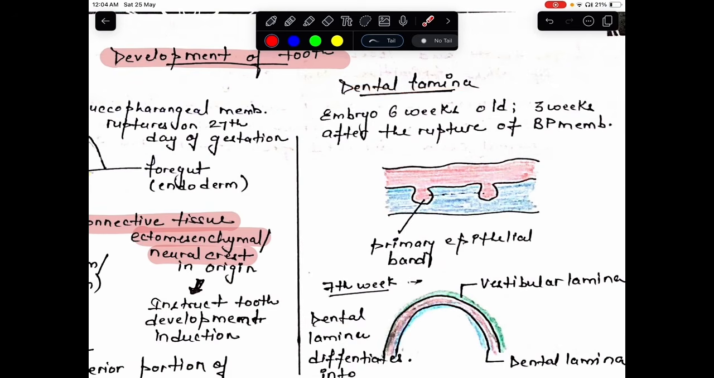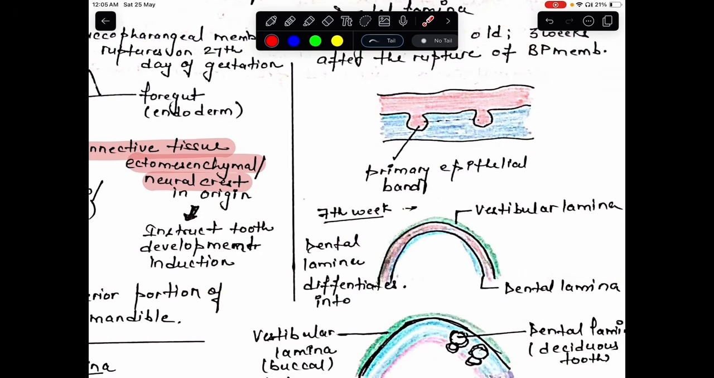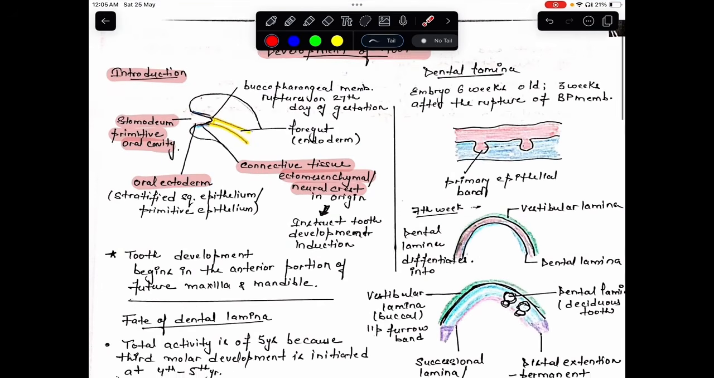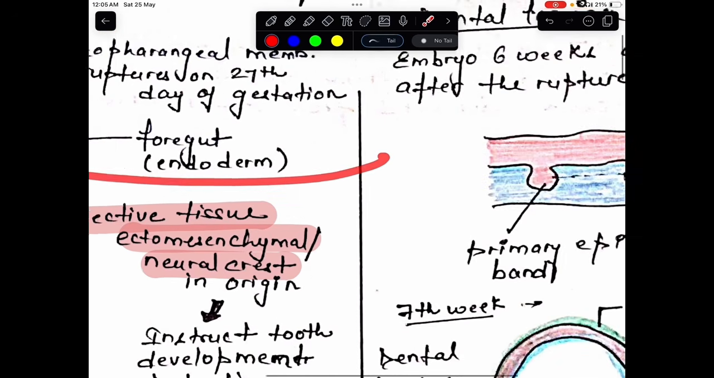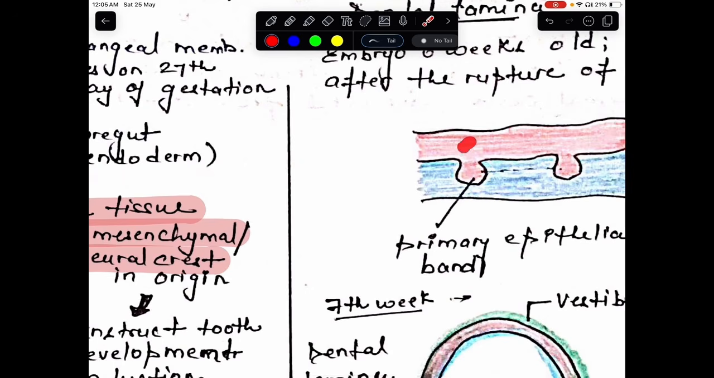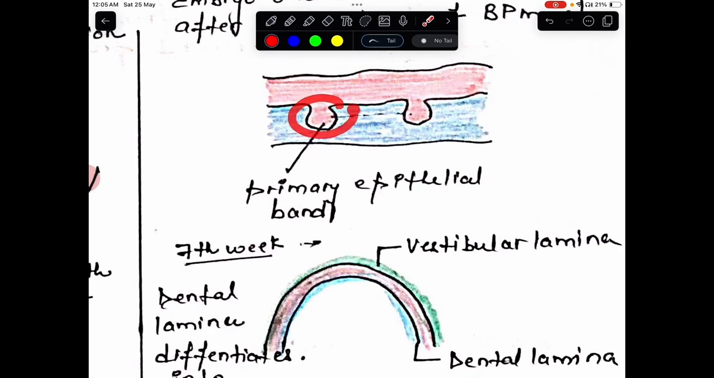Okay, what is the dental lamina? When the buccopharyngeal membrane ruptures on the 27th day of gestation, so after 3 weeks of the rupture, what happens is that you see these outgrowths of the oral ectoderm. So if I just zoom out, you saw here there was a pinkish structure over here. Okay, this is the oral ectoderm and this is the ectomesenchymal cells. So I have just zoomed this out over here. This is the oral ectoderm and this is the ectomesenchymal cells. Okay, so you see these proliferations, these outward growths of the oral ectoderm into the ectomesenchymal cells.